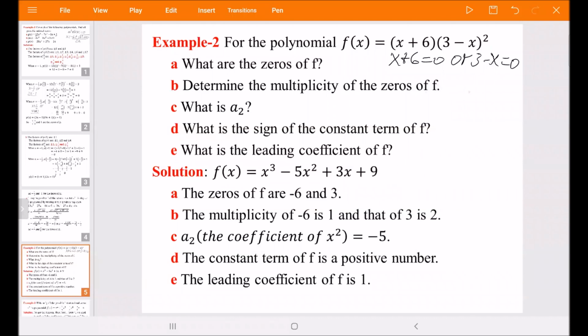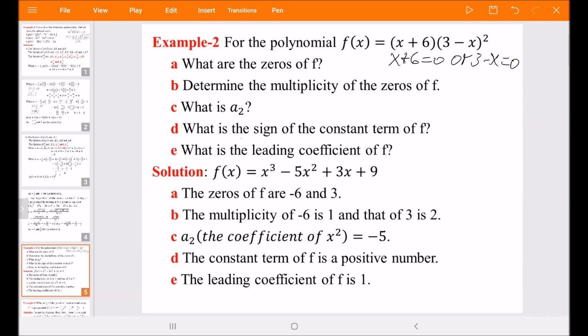Determine the multiplicity of the zeros of f. As we have seen the previous week, multiplicity of a zero or a factor in a polynomial means the exponent or power of a factor when the polynomial is written in factorized form. So the exponent of x plus 6 in this polynomial expression is 1, while that of 3 minus x is 2. Therefore, the multiplicity of minus 6 is 1, and the multiplicity of 3 is 2.